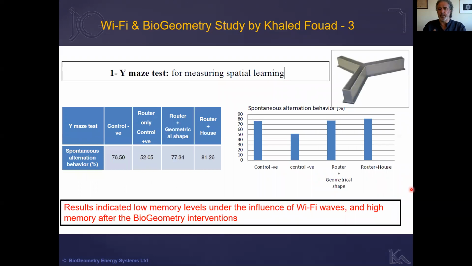So these are the results. I'm not going to go through them in detail. You can see them in your own time. But with the maze test, results indicated low memory levels under the influence of Wi-Fi and high memory, again, after the intervention. So what Fawad demonstrated here is that the constant effect, bombardment, if you like, of the Wi-Fi radiation actually affected the mice's ability to retain memory. But biogeometry restored that situation back to the normal state.